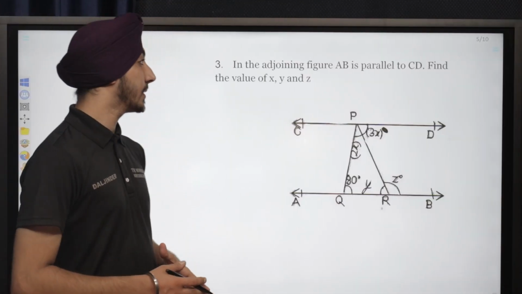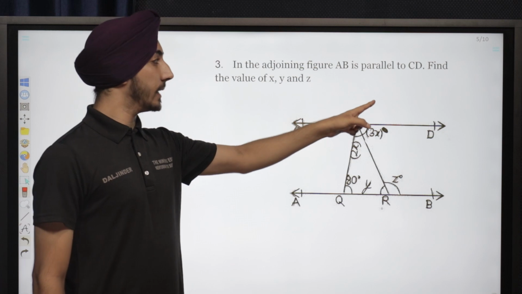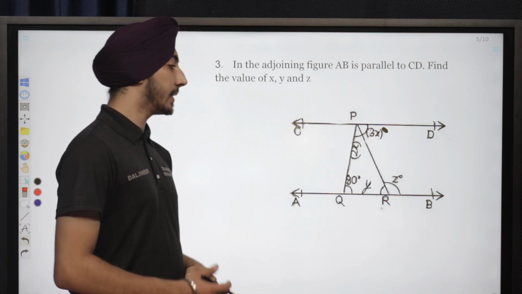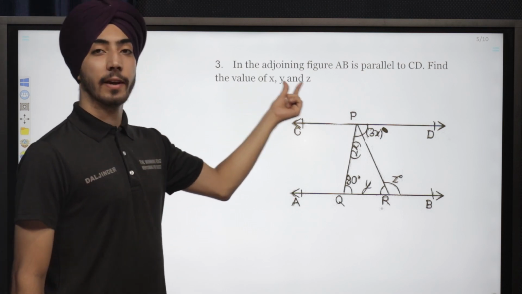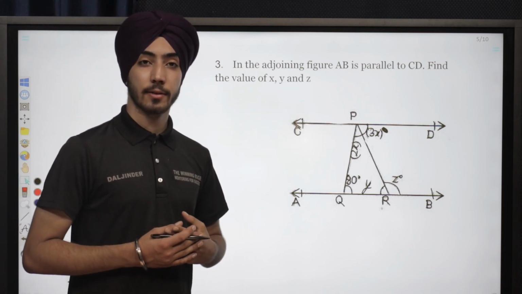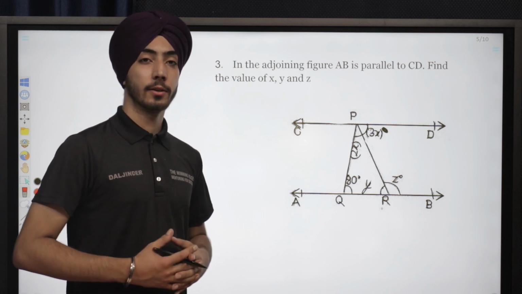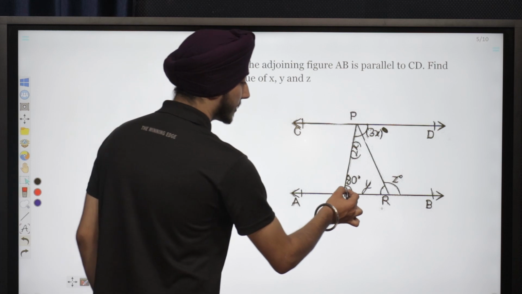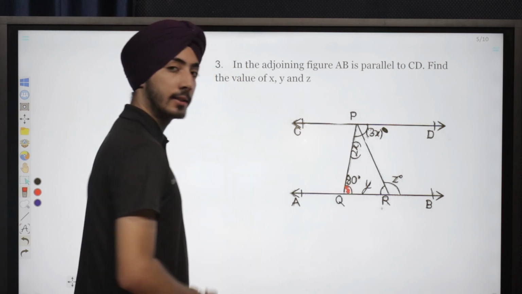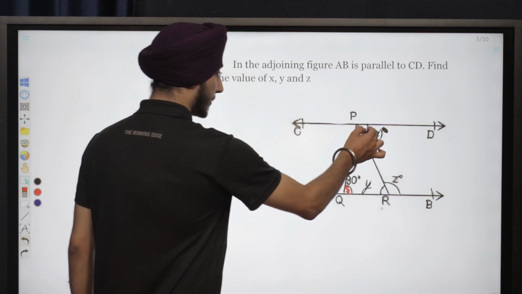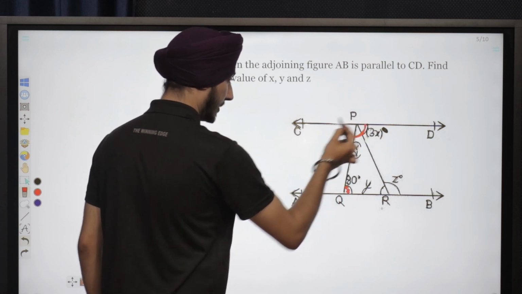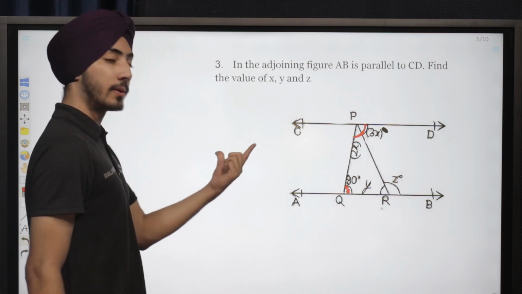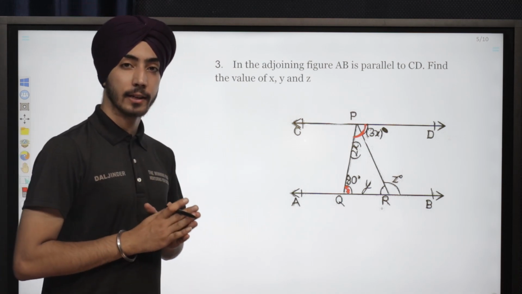So question number 3 says, in the adjoining figure, AB is parallel to CD. So two lines are given, AB and CD. Both of these lines are parallel. You have to find out the value of X, Y and Z. So there are three variables in this question, X, Y and Z, and you have to find out the value of those variables. Now you see this angle is given to you here as 80 degrees, right? And this complete angle is segregated into two parts, that is 3x and 2x. So if I want to write it down together, I can write it as 5x, right?